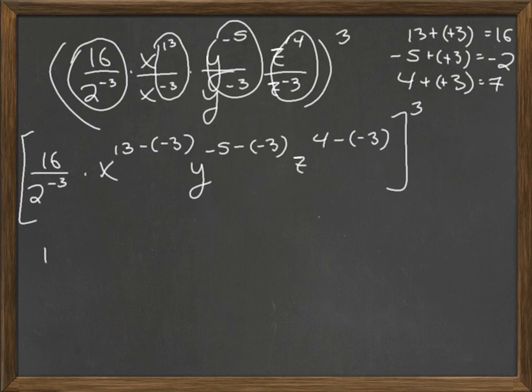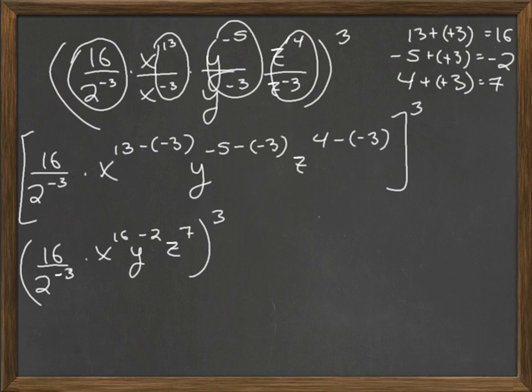So we're going to have, again, leaving him alone, not bothering with him till the end, 16 divided by 2 to the negative 3rd power times x to the 16th, y to the negative 2nd, z to the 7th power. Again, all of this mess is raised to the 3rd power. All right. So normally, I would tell you that we would still want to apply the 3rd power before we make anything positive.